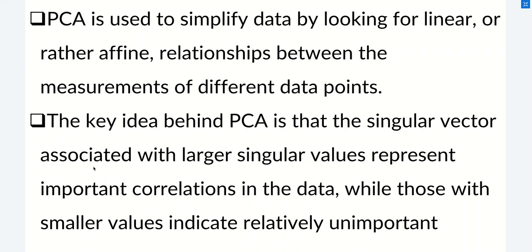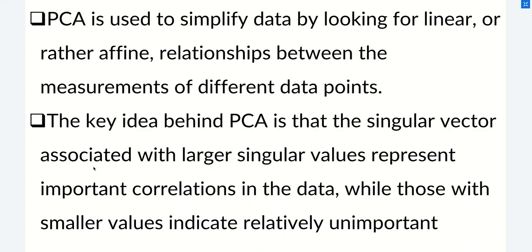Simplify data by looking for linear, or what? Affine relationship between measurements of different data points. I've explained all this already: you have your data, but some of the features are dependent. They are linearly dependent. Can you remove the linearly dependent ones and focus on the linearly independent ones? But that one contains the hidden variables.